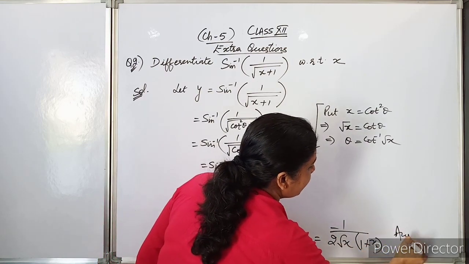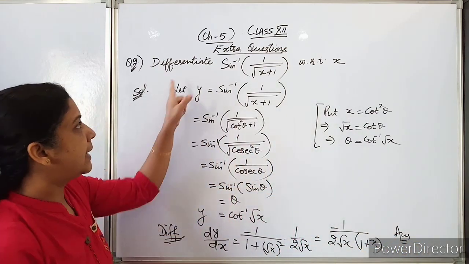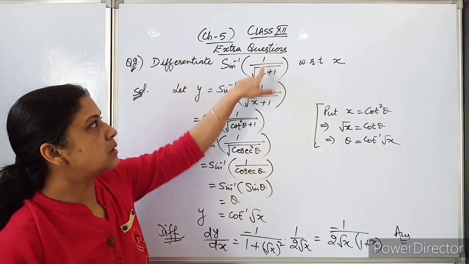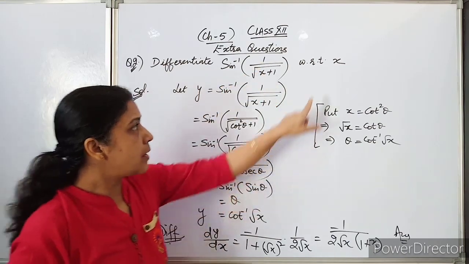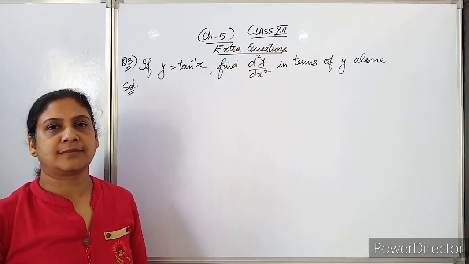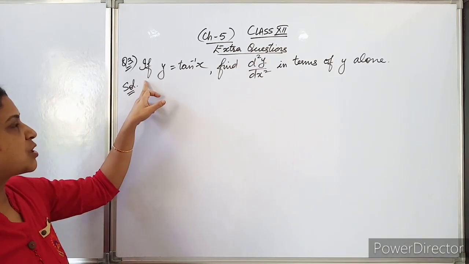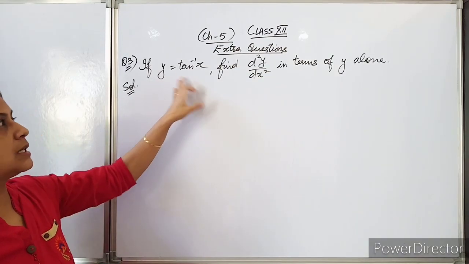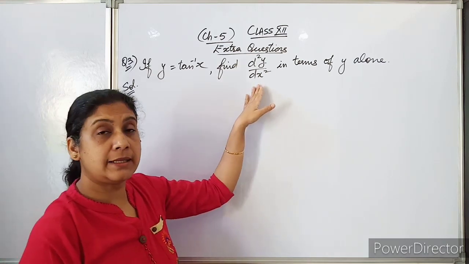So that is the derivative of y, that is derivative of sine inverse 1 by root x plus 1 with respect to x. Now let's take up third question. If y is equal to tan inverse x, find d square y by dx square.